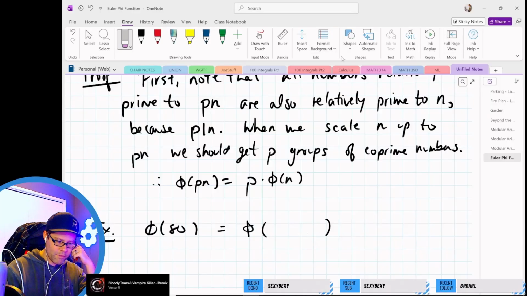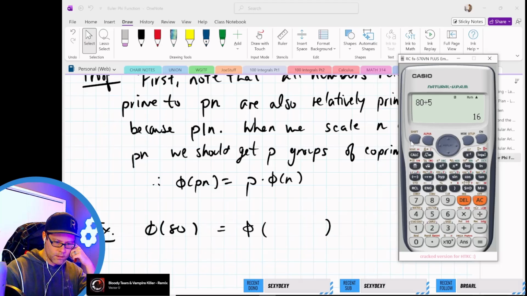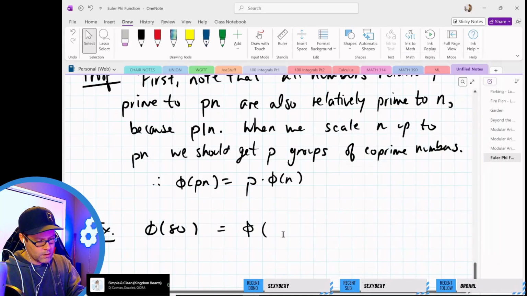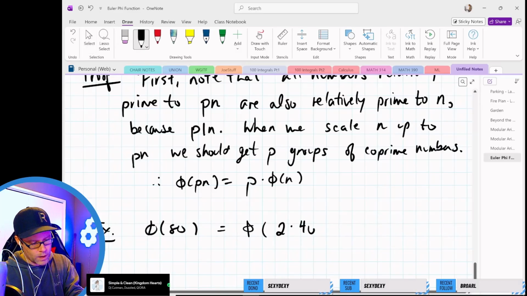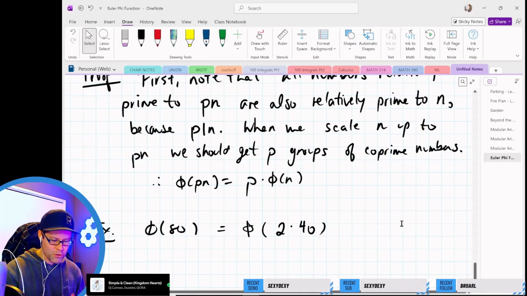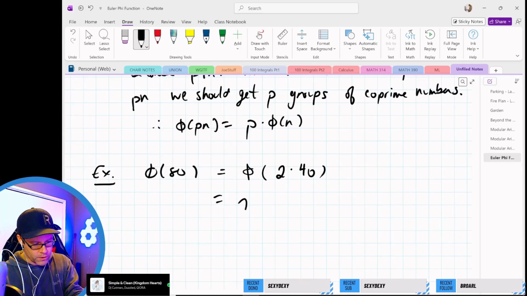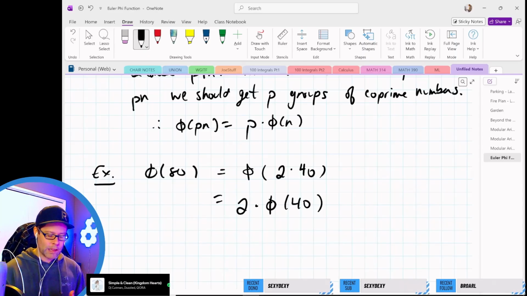What other prime numbers do we have? 3. 5, 7 doesn't work, 11. I guess maybe we have to try 2 and 40. Maybe 2 and 40 is the way to go. I'm trying not to look at my notes so I can guide you through my thought process on what we're able to do here. So this certainly could work. This would leave us with 2 times, according to the lemma, we would get something like this.